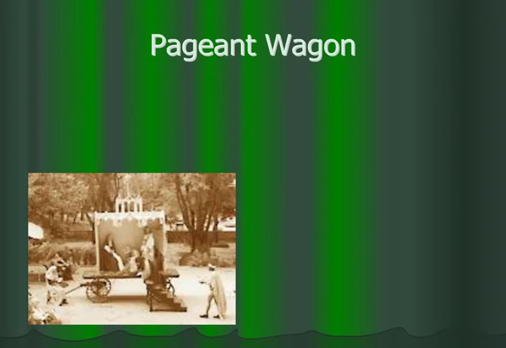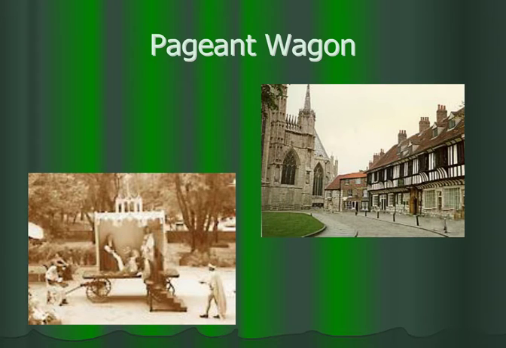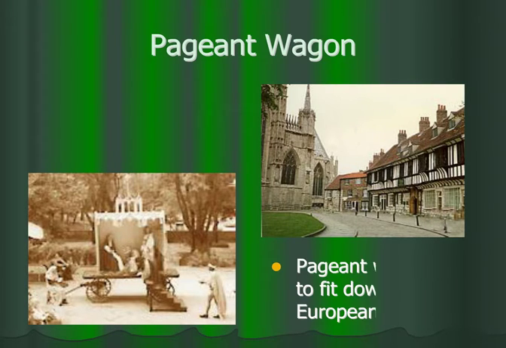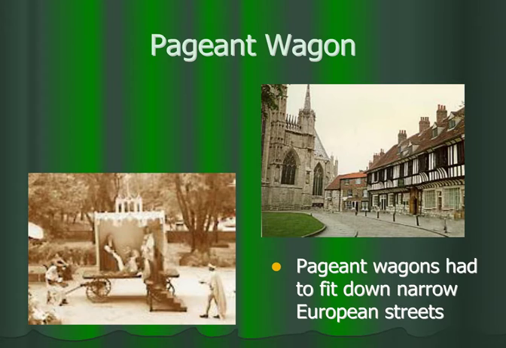I'm showing you another pageant wagon because I wanted to show you the narrow streets that the pageant wagon had to travel down. The European streets were very, very narrow, and plus on top of that, the wagons were small because sometimes the performers would sneak into towns to perform, and they wanted to be able to get into some of these narrow streets where they wouldn't be found out that they were performing.